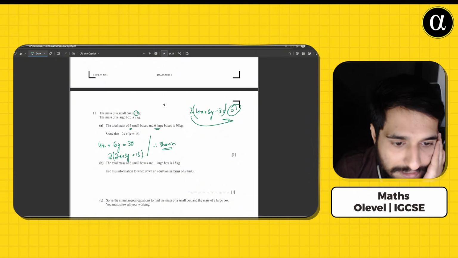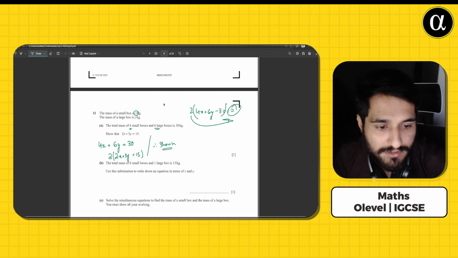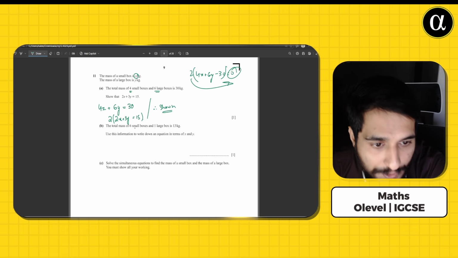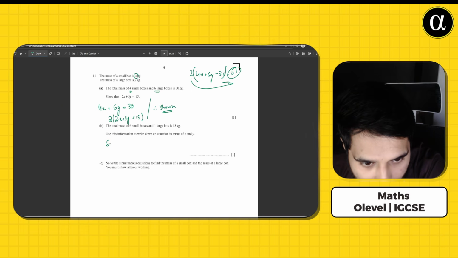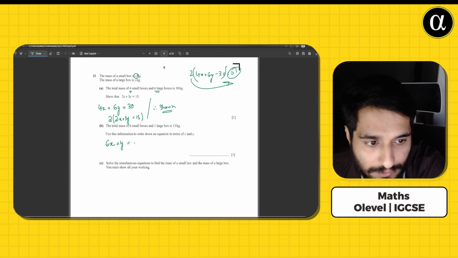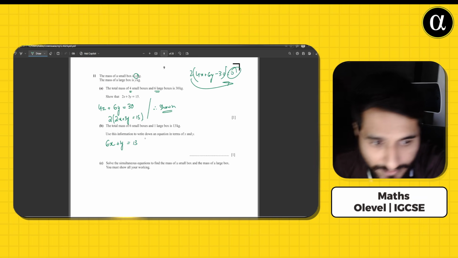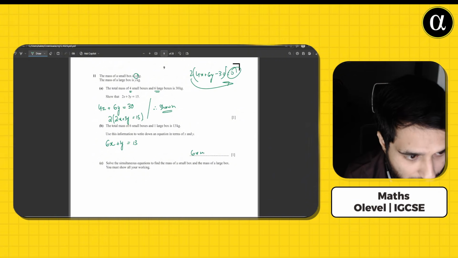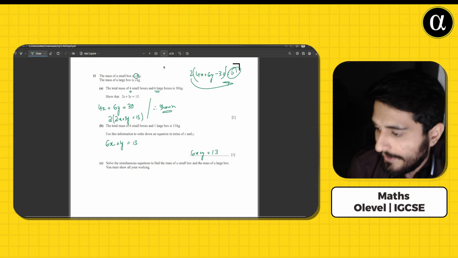Now, part B says the total mass of 6 small boxes and 1 large box is 13 kg. Use this information to write down an equation in terms of x and y. A total mass of 6 small boxes, that is going to be 6x, and 1 large box, that is going to be 1y, is equivalent to 13. So we have the equation 6x plus y equals 13.